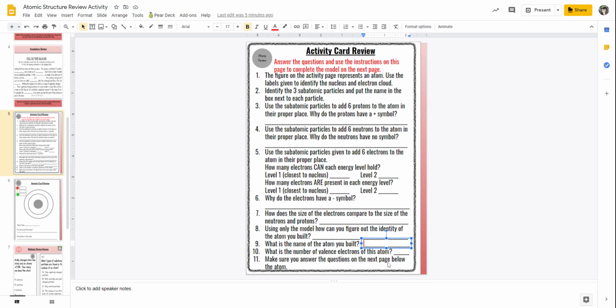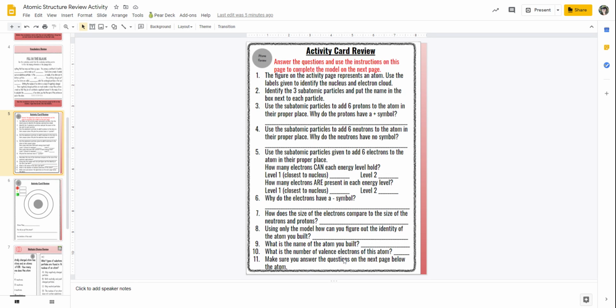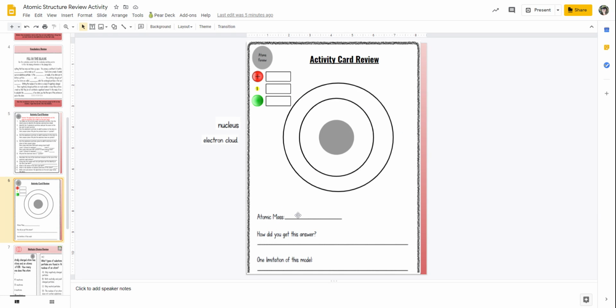What is the name of the atom that you built? What is the valence number? So how many electrons are on the outside shell? There's 2 shells. The second shell here is the outside. So how many electrons did you end up with on this outside shell? Then the last section says, make sure you answer the questions on the next page below the atom. So it's just saying, make sure you answer these questions.